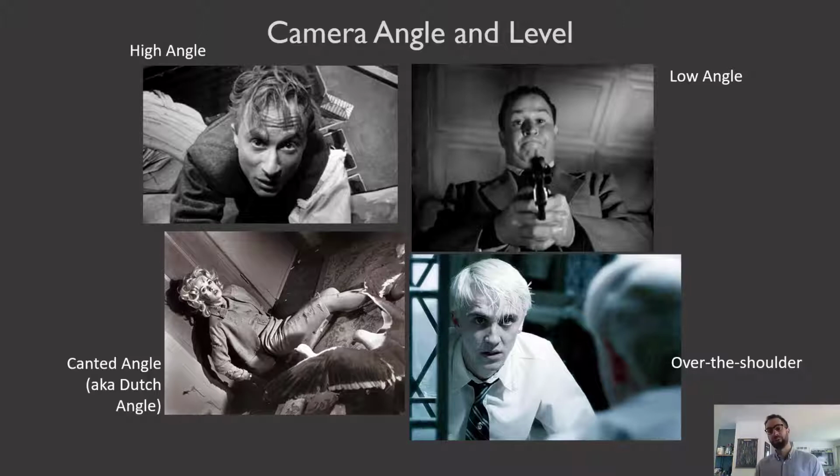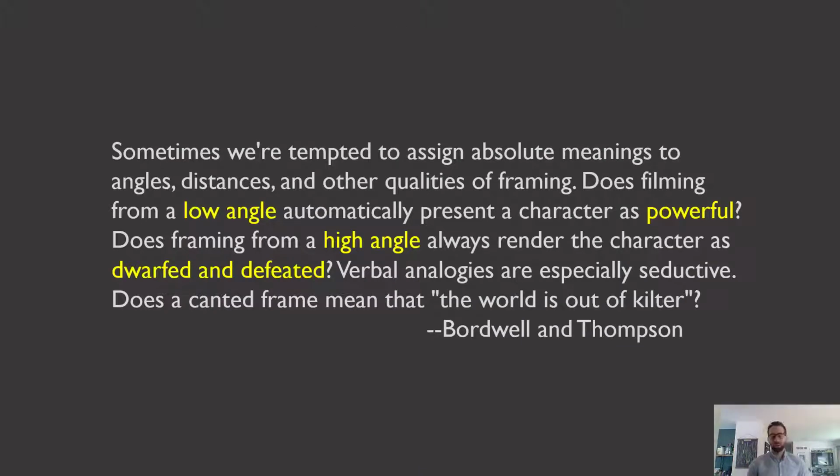Over the shoulder is a term that's useful for conveying a shot that conventionally hovers over the shoulder of a character looking at themselves in the mirror, like here, or most often, a character engaged in conversation with another character. So those are just the terms, and that's pretty simple and straightforward.